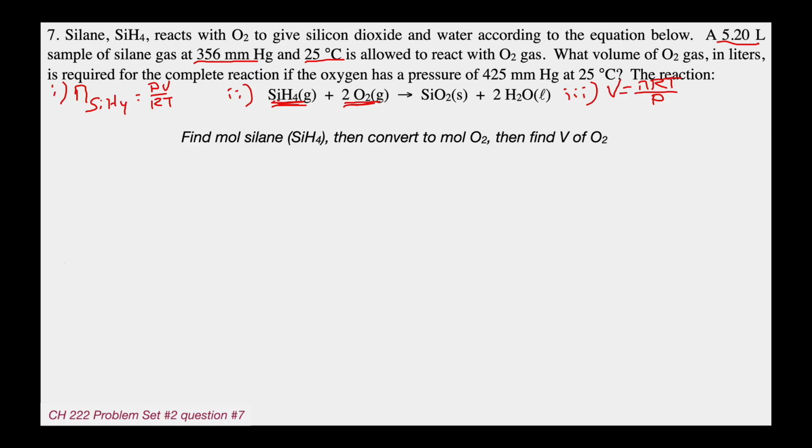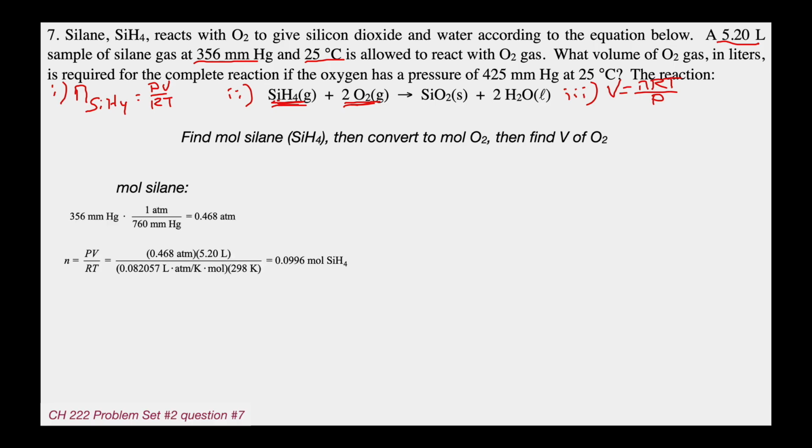So let's look at the math for this one. Again, first find the moles of silane, that's step 1. Convert to moles of oxygen, that's step 2. And then finally, step 3, find the volume of the oxygen. So moles of silane, n equals PV over RT. Here's the atmosphere's pressure for the moles of silane. The volume of silane is given. R, and 25 Celsius is 298 Kelvin. That comes out to be, to 3 sig figs, 0.0996 moles of silane. So that's the answer to step 1 up there.